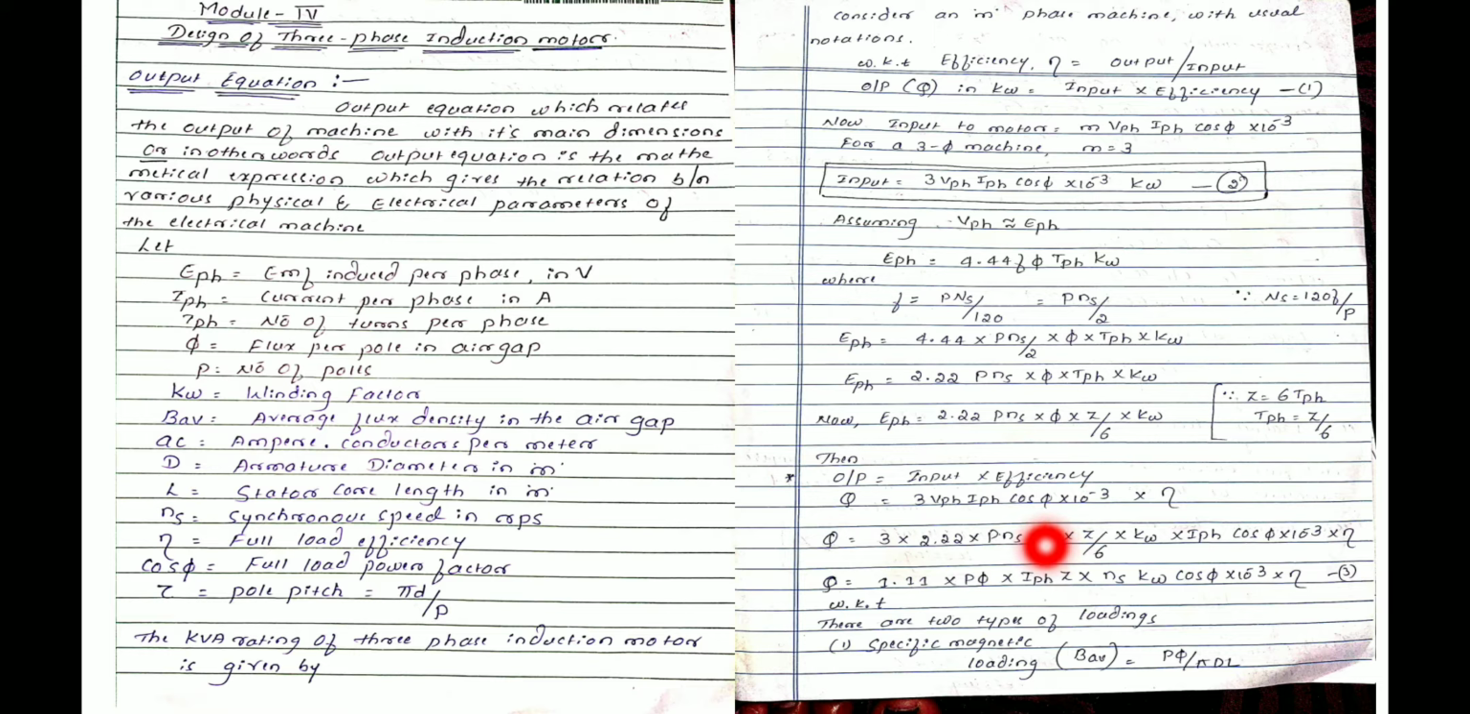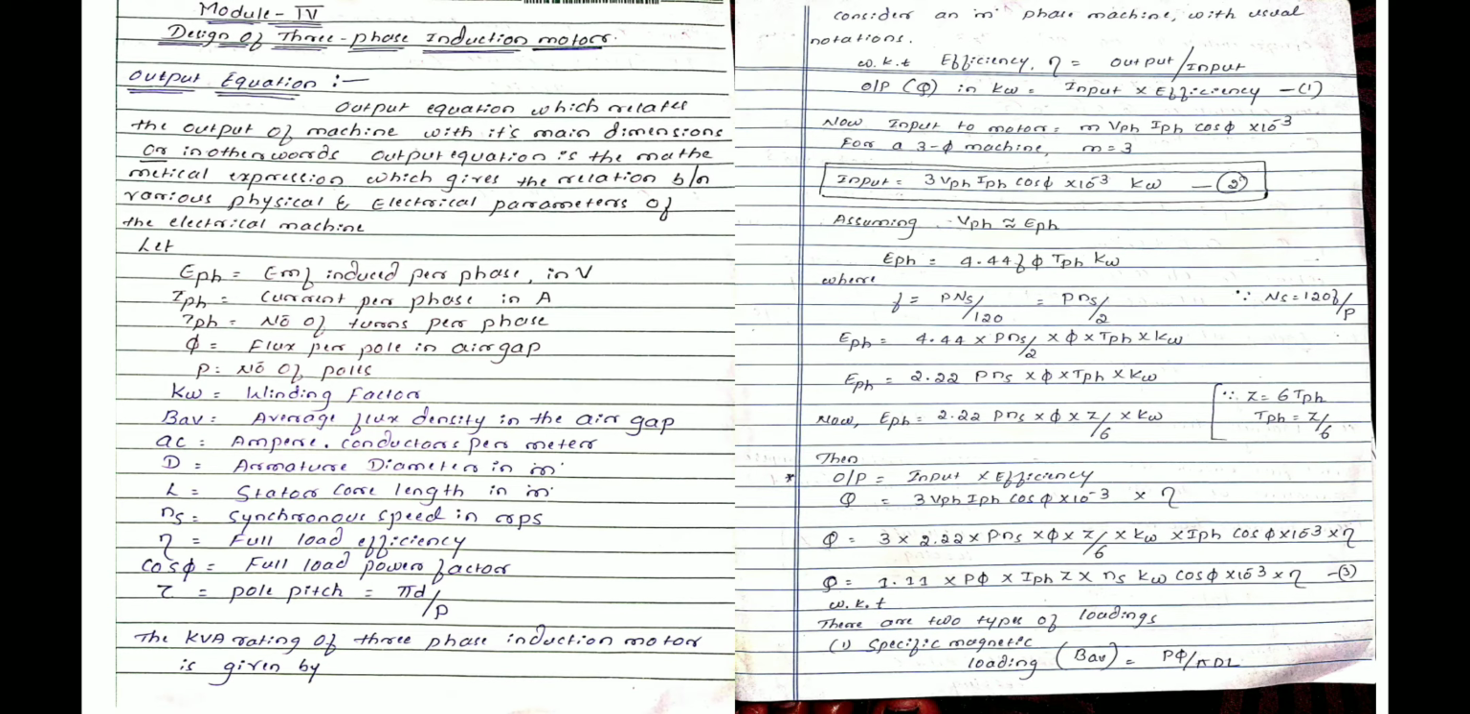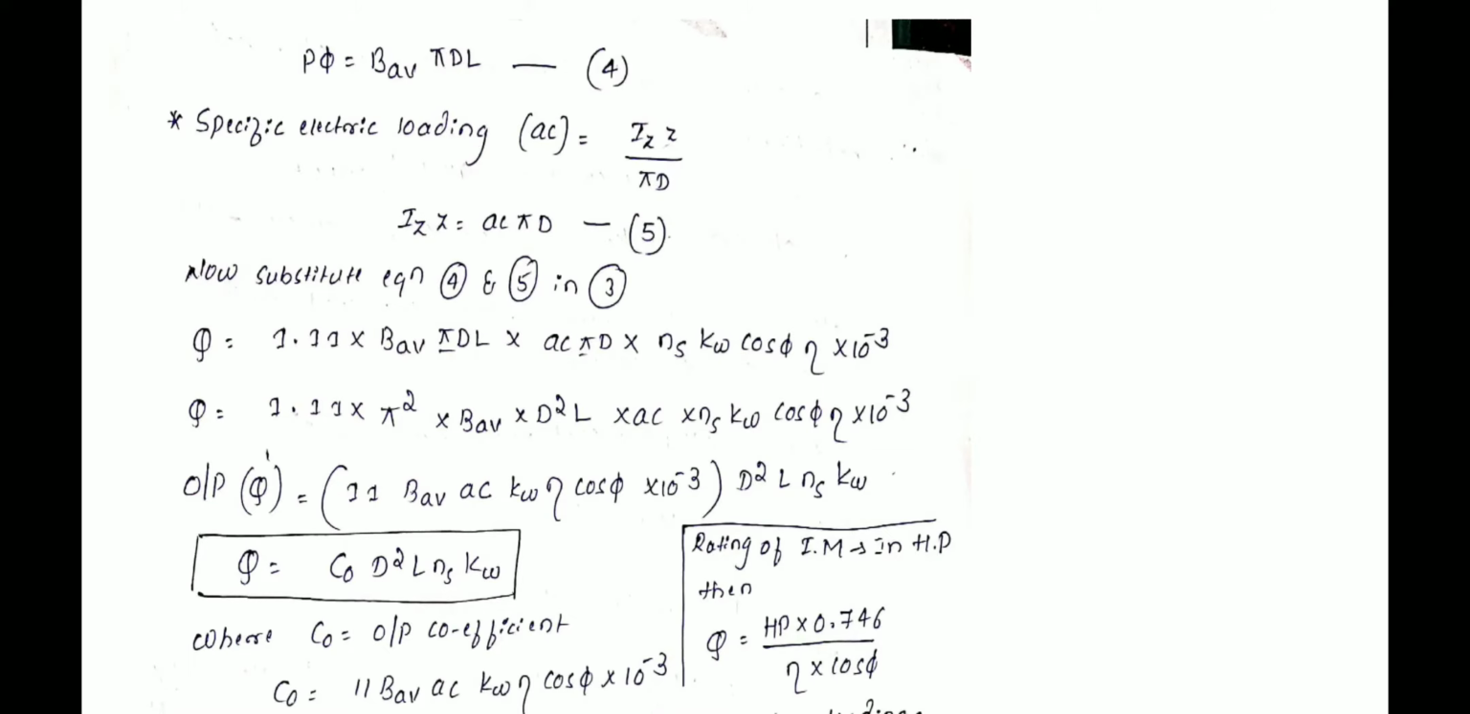That is the reason I have taken them on one side here. Getting my point? Instead of P pi and Iz into Z, I will substitute equations 4 and 5 in equation 3. Then 1.11 B average pi DL into AC into pi into D. Then the remaining factors I had written as it is: NS, synchronous speed, winding factor, cos phi, and efficiency into 10 raised to minus 3.